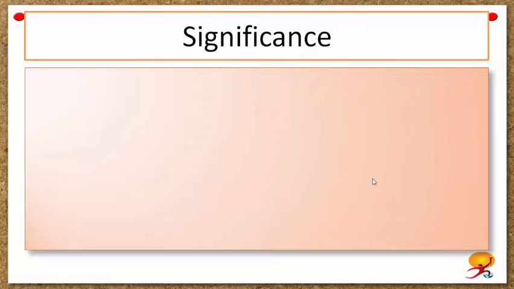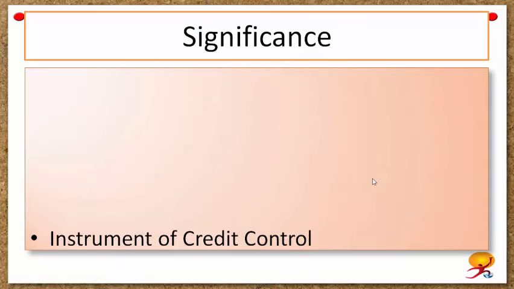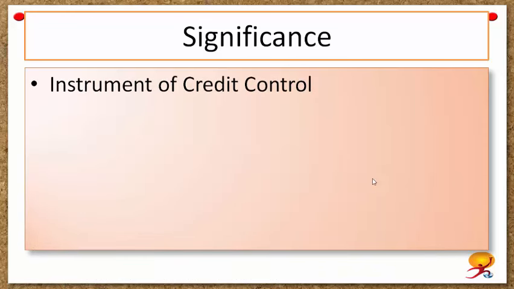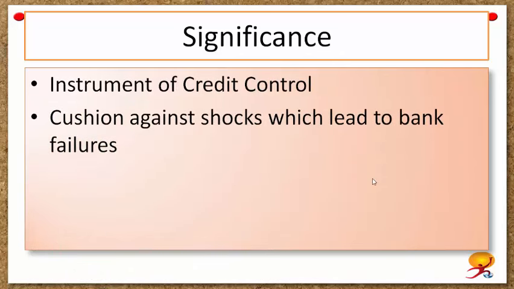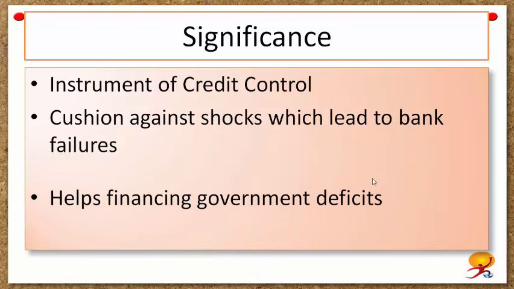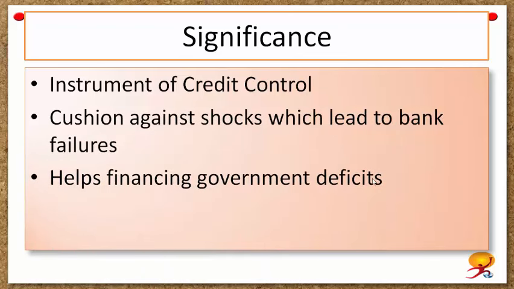Now, what is the significance of SLR? SLR is thus considered to be a potent instrument of credit control. It also acts as a cushion against any shocks which can lead to bank failures. Also, it helps in financing various government deficits. But as SLR is not changed very frequently, its role in controlling credit is highly limited or undermined. Also, its major function is thus considered to be financing the various government deficits.